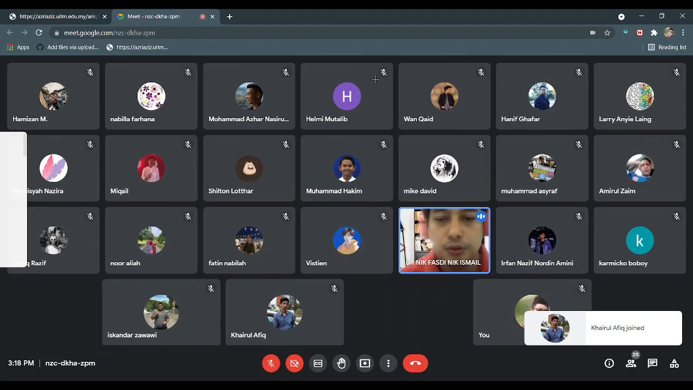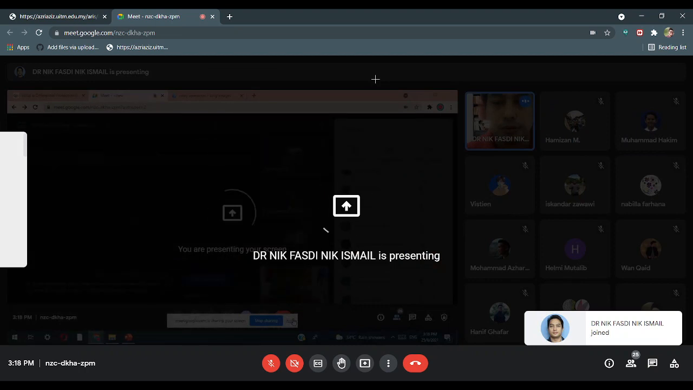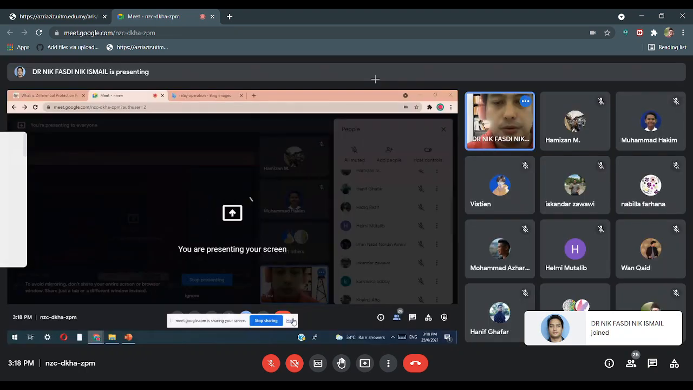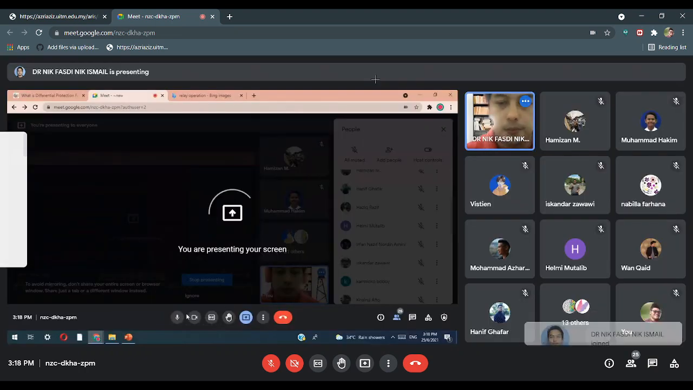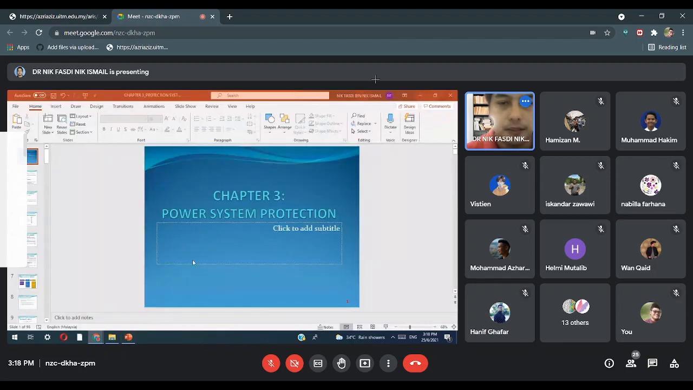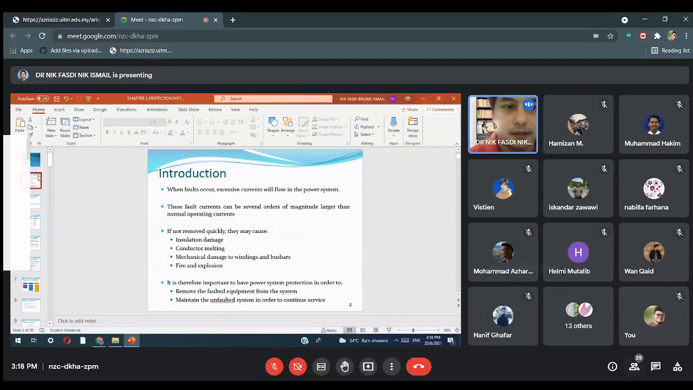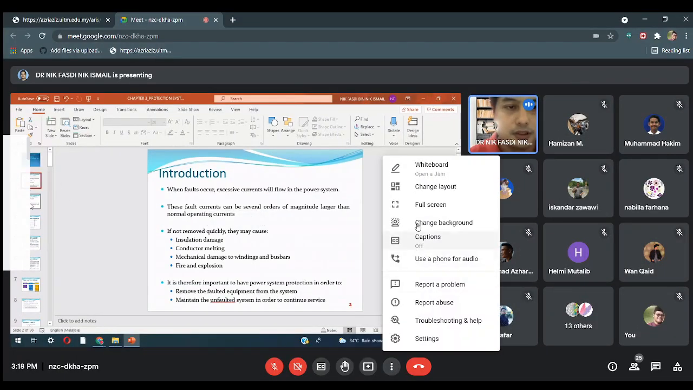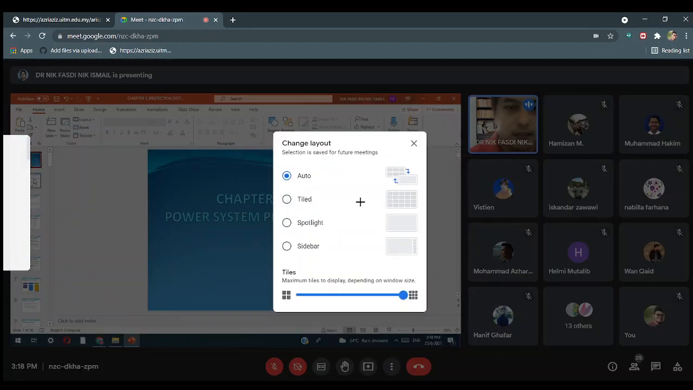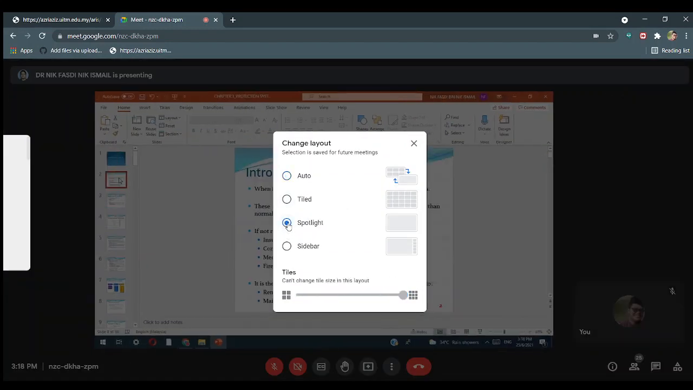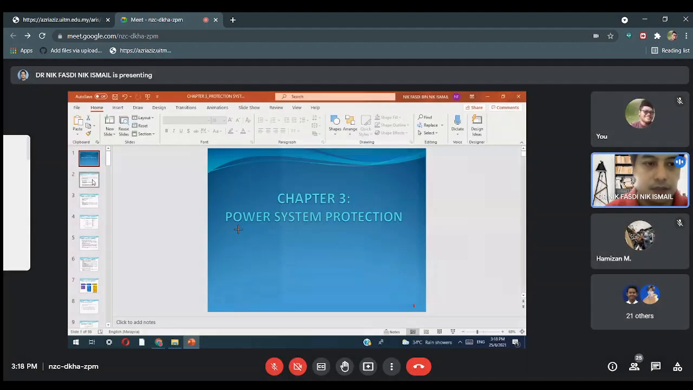Okay, we continue our class on power system protection. Can you see it? Yes, sir. So this topic we have already discussed last week. So we try to recap what we have discussed about power system protection.